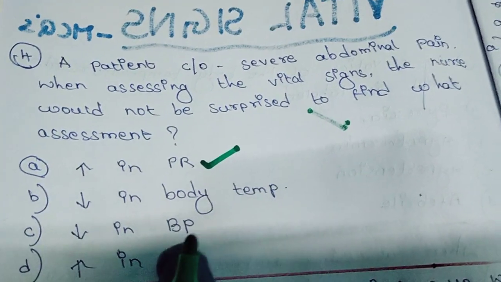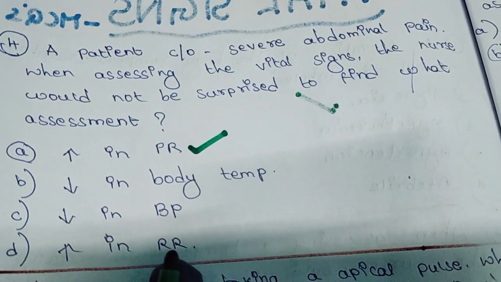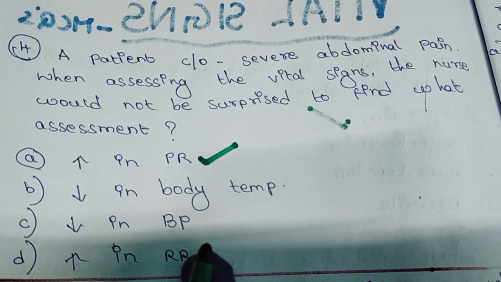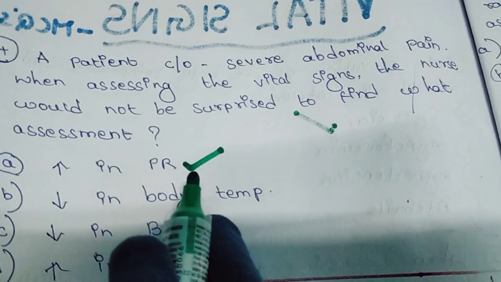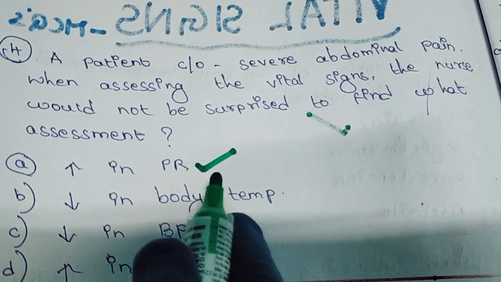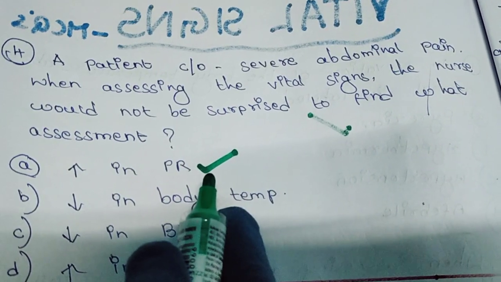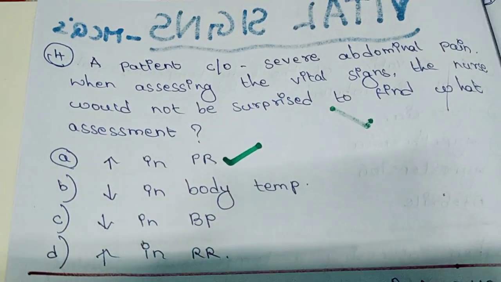Okay, decrease in temperature, decrease in BP, increase respiratory rate, this does not happen. These are not directly related, but severe pain can increase the pulse rate. So this is the common finding that you will find in a person with severe pain.